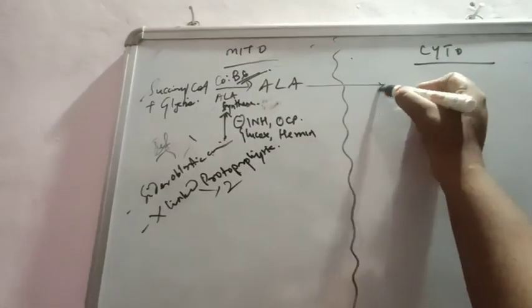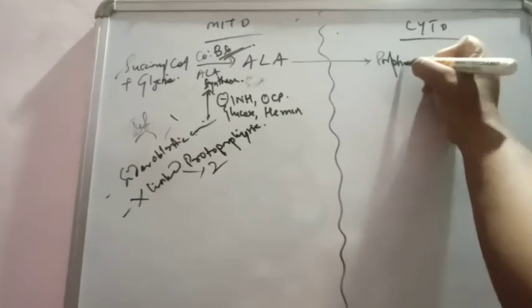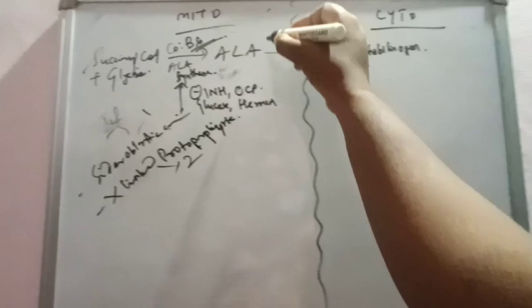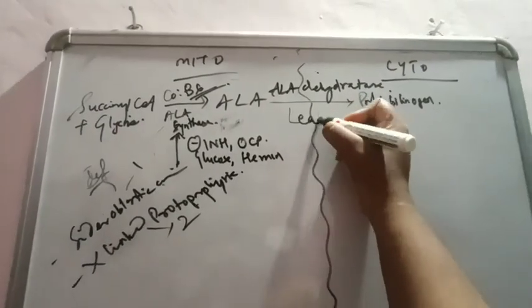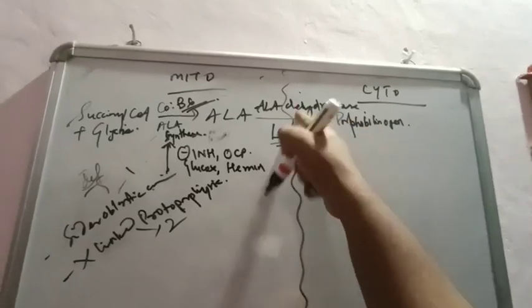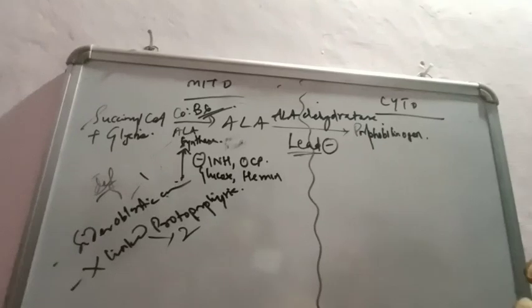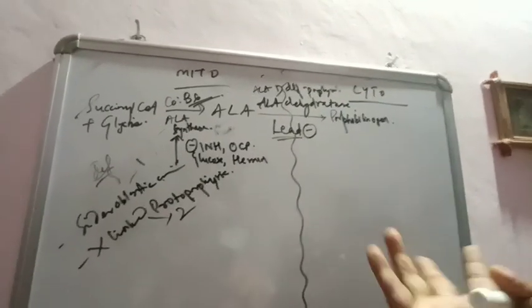Then ALA will get converted to porphobilinogen. The enzyme here is ALA dehydratase. Do you remember something about ALA dehydratase? There is a heavy metal poisoning which inhibits ALA dehydratase, that is lead. If ALA dehydratase is congenitally absent, it is known as ALA dehydratase deficient porphyria. Very stupid name.